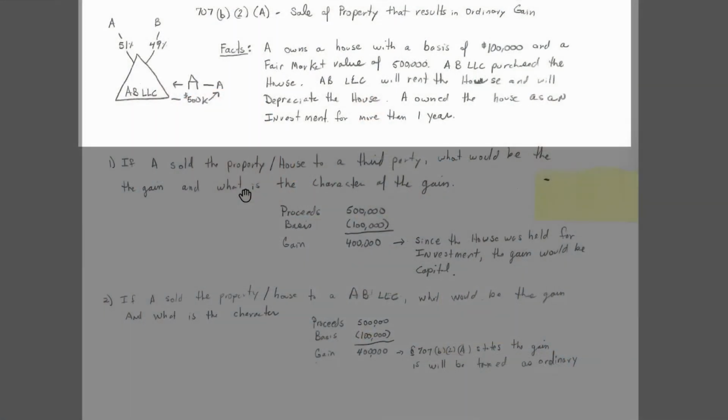All right. What do we have? A owns a house with a basis of 100,000 and a fair market value of 500. ABLLC purchased the house. ABLLC will rent the house and will depreciate the house. A owned the house as an investment for more than 1 year. Okay, so before we work our way through this, let's give you the punchline, because this is not intuitive. If I sell a house that's being depreciated that has accumulated depreciation of $100,000, do I have 1250 recapture gain?